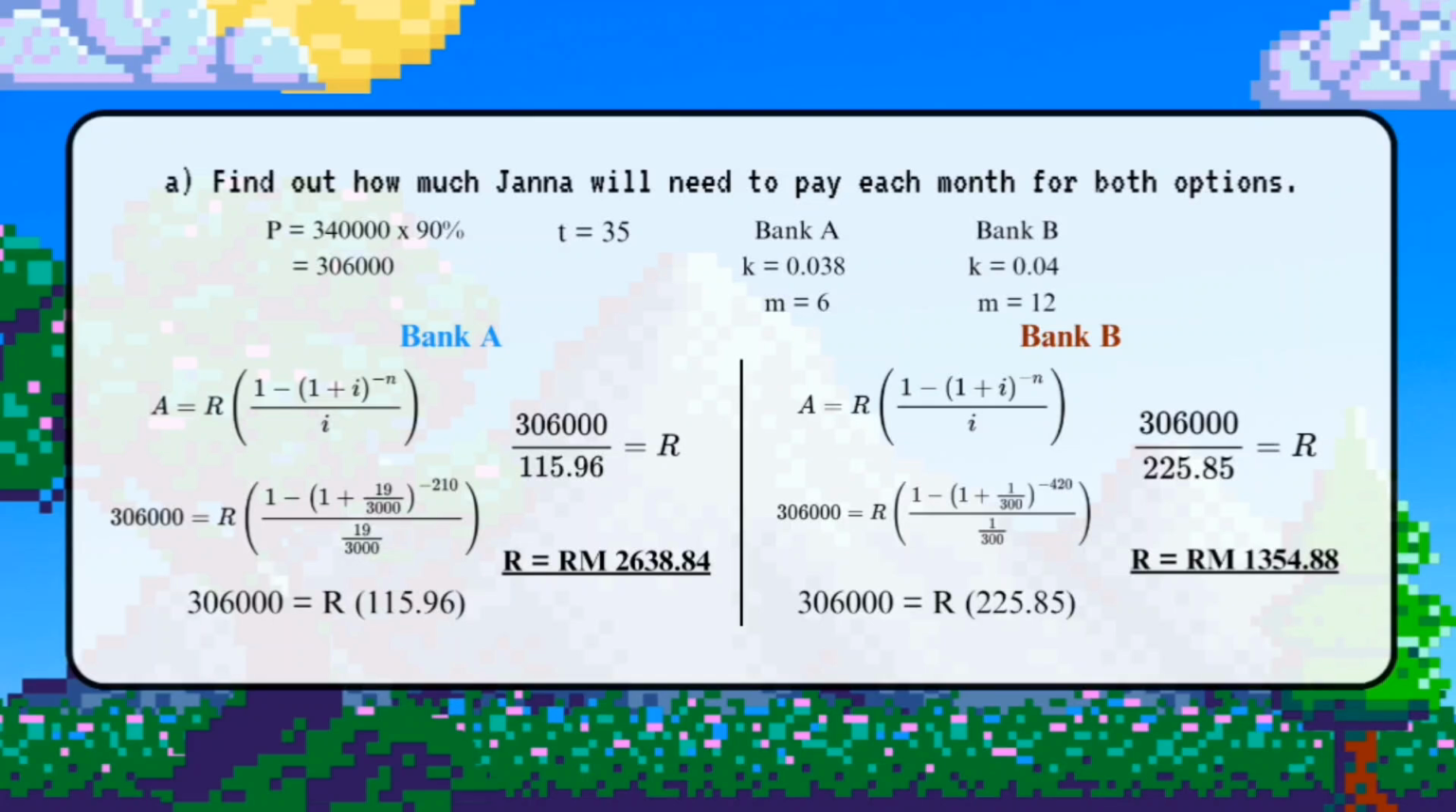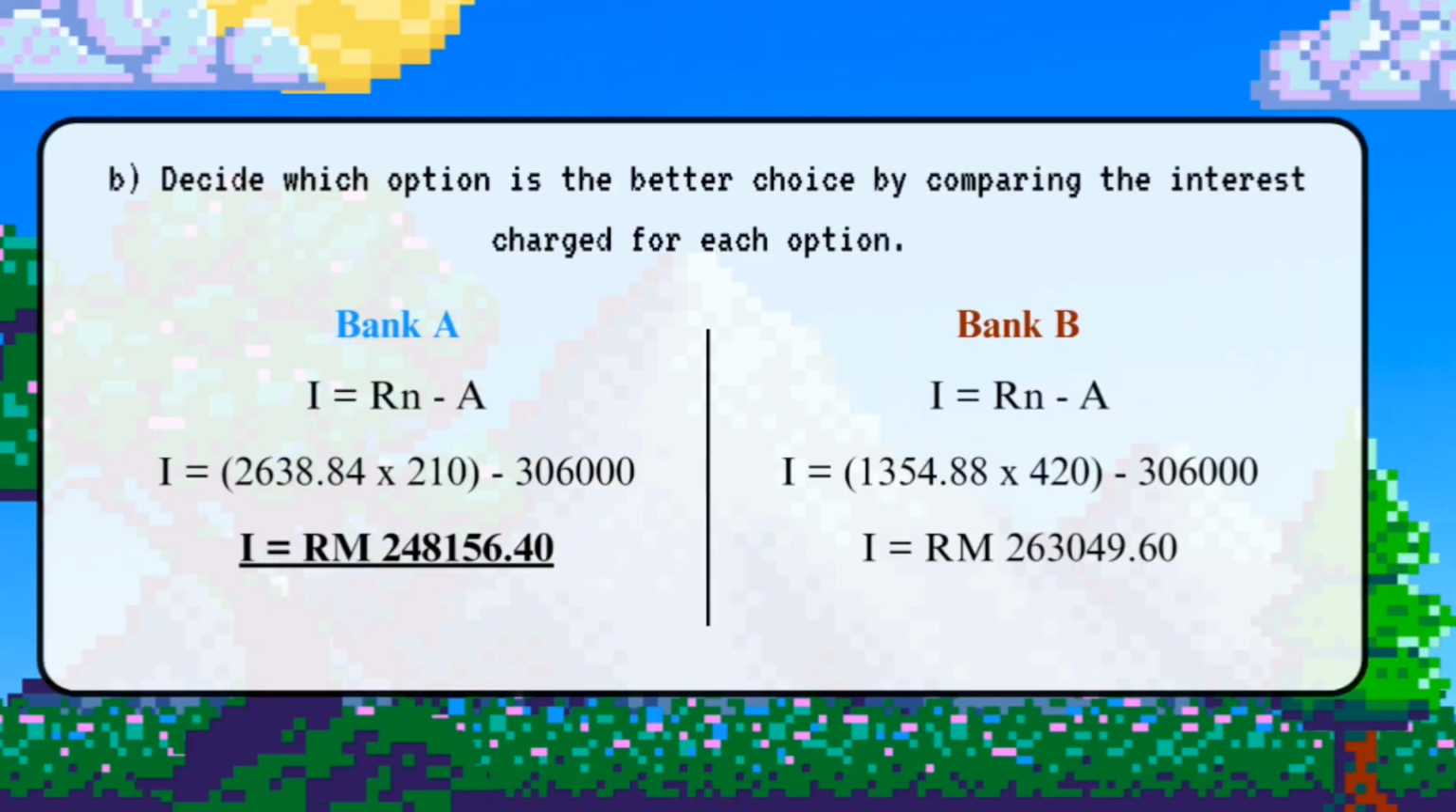For bank B, you can use the same formula. 306,000 ringgit equals R opening bracket 1 minus opening bracket 1 plus 1 divided by 300 closing bracket to the power of negative 420 divided by 1 divided by 300 and then closing bracket, and then you will get 225.85. Make R the subject and it will become 306,000 ringgit divided by 225.85, and then you will get 1,354 ringgit 88 cent.